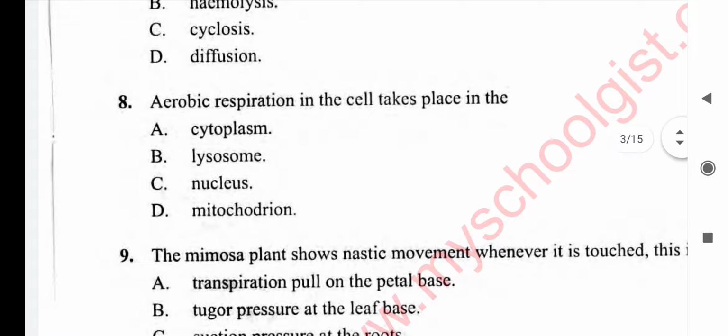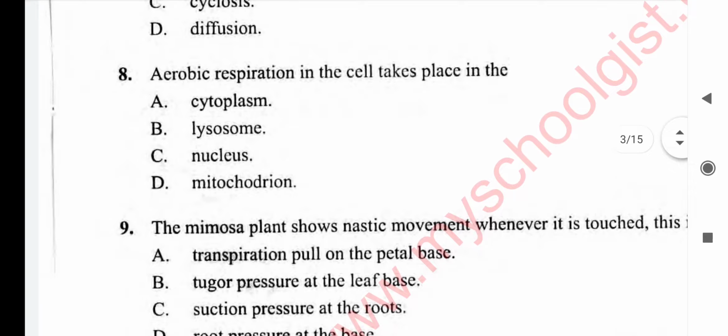Number 8. Aerobic respiration in the cell takes place in the A. Cytoplasm. B. Lysosome. C. Nucleus. D. Mitochondrion. The answer is mitochondrion because the mitochondrion generates adenosine triphosphate, that's ATP. This ATP is produced using chemical energy found in glucose and other nutrients.